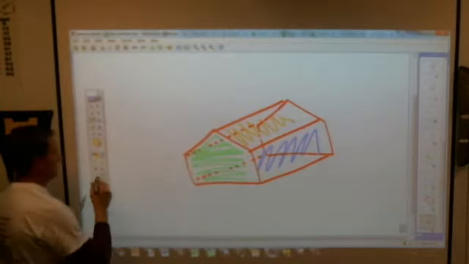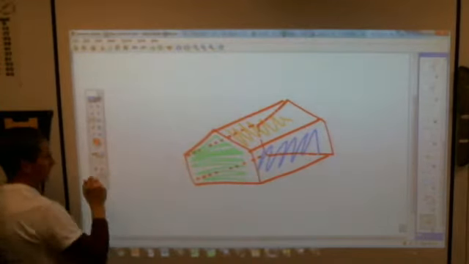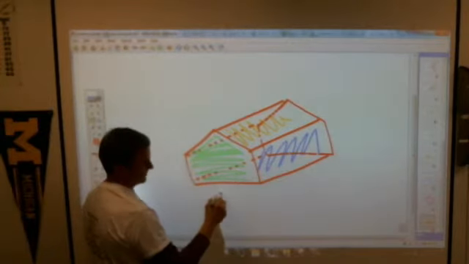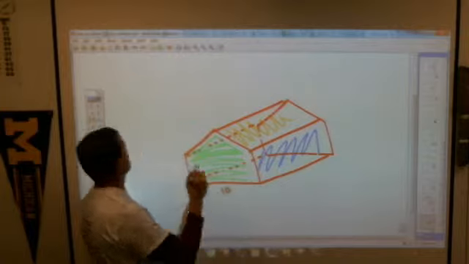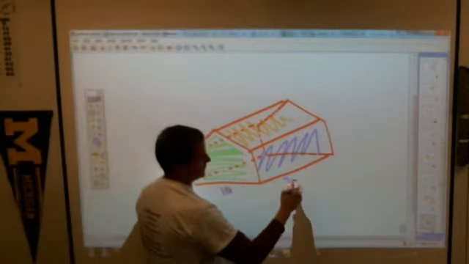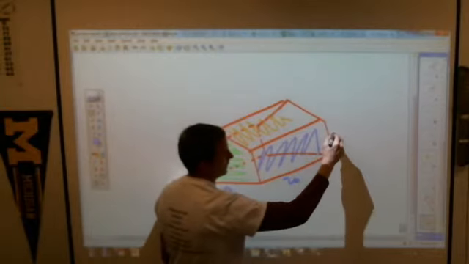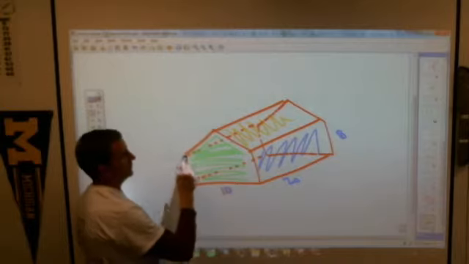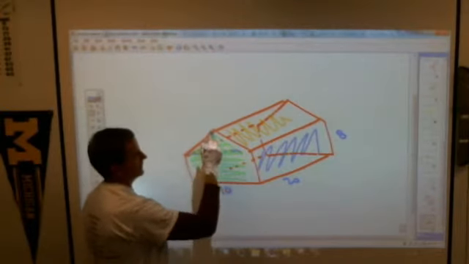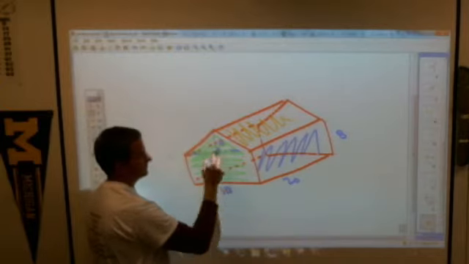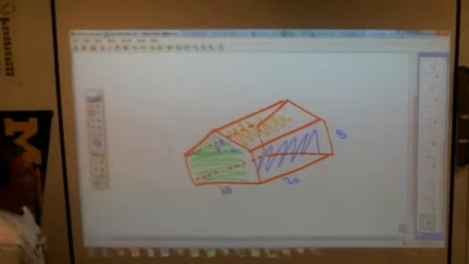Now for some dimensions. Let's make it easy. Let's say this is 10. This is 20. Let's make this 8. And then we also need this. I need a dash line that tells me how high this is. How high should that be? 6. Good call. Are you ready? Do I need any more dimensions?